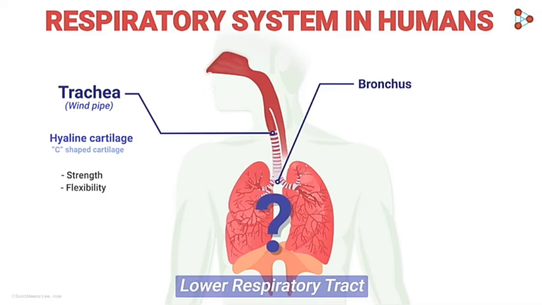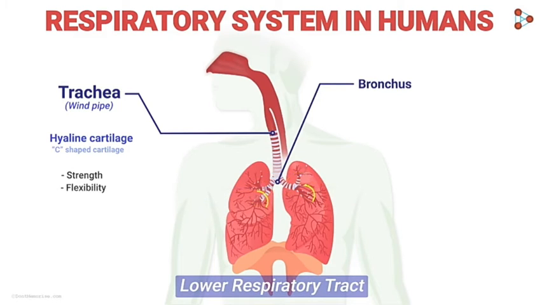Which is the right and which is the left, by the way? Well, here we're referring to the structures with respect to the human body that has this system. In other words, if this individual is standing in front of you, then this is the right and this is the person's left side. Similarly here, this is the right and this is the left main bronchus.